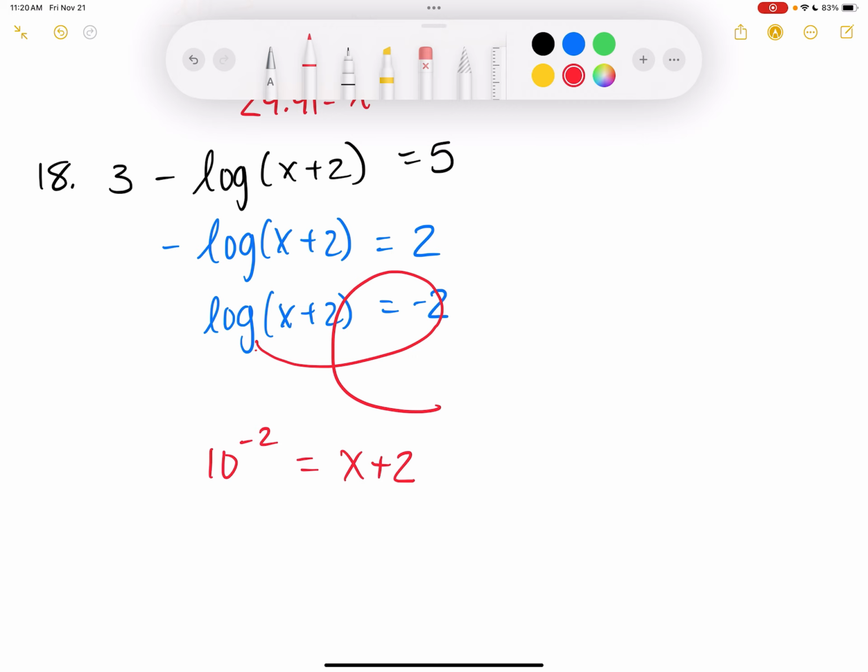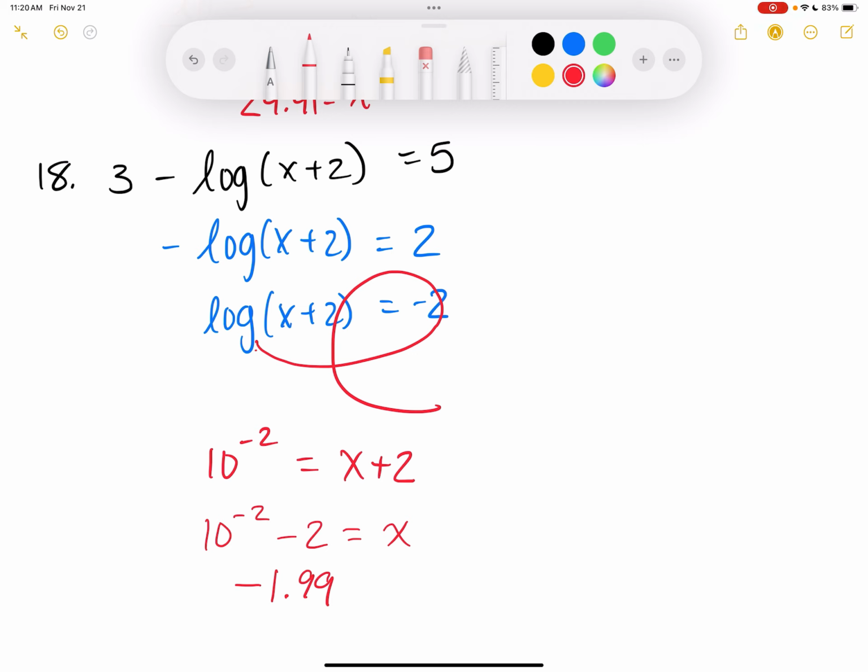And so then we're going to subtract 2. So 10 to the negative 2 minus 2 equals x. So what is that? Negative 1.99.